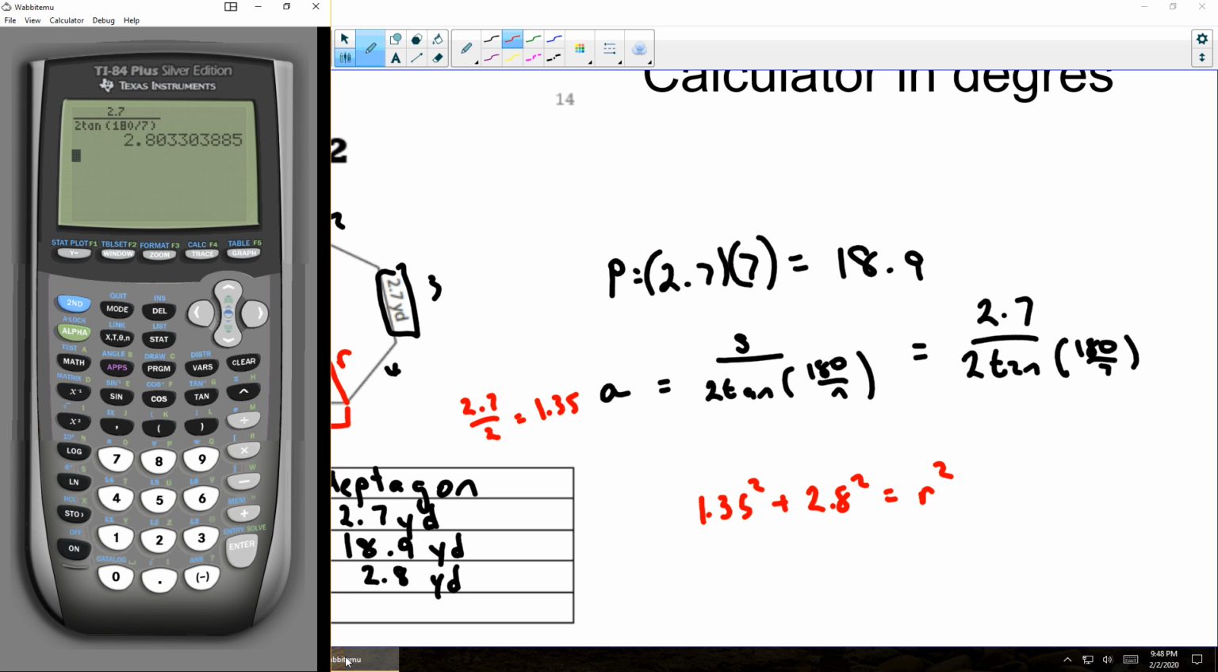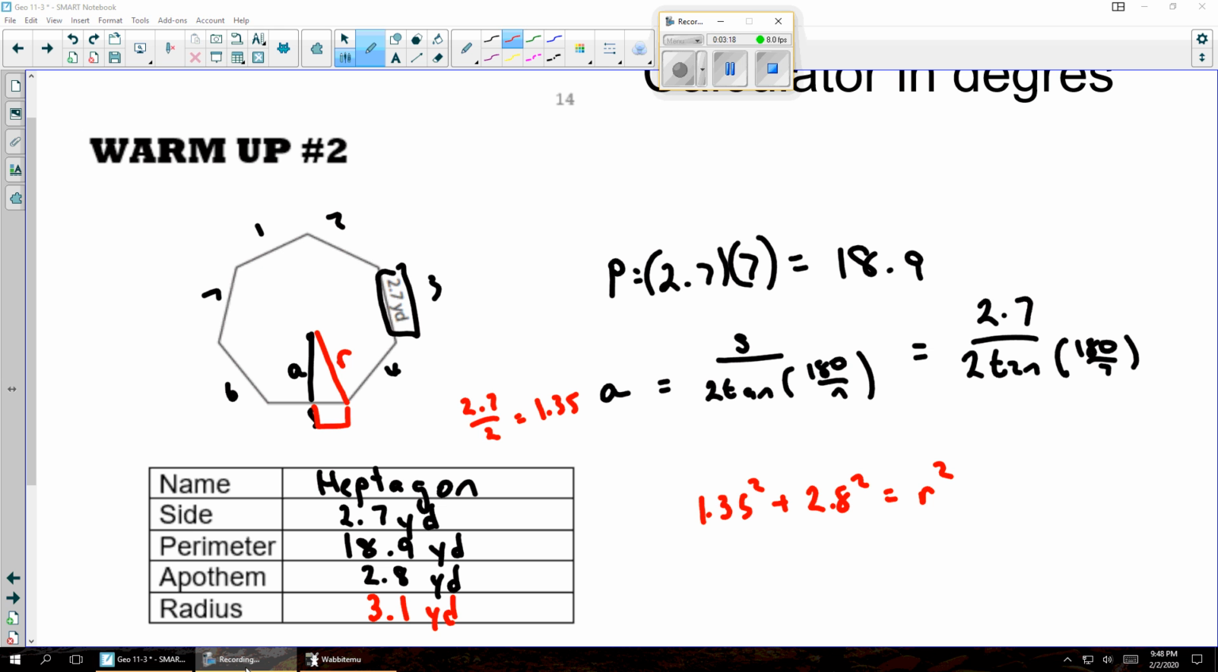So on my calculator, I've got 1.35 squared plus 2.8 squared is 9.6625. Now that's r squared, so I want to square root that. So square root that answer, and I get 3.1. So the radius is 3.1 yards. So there's your warm-up. Let's flip back now to page 9.